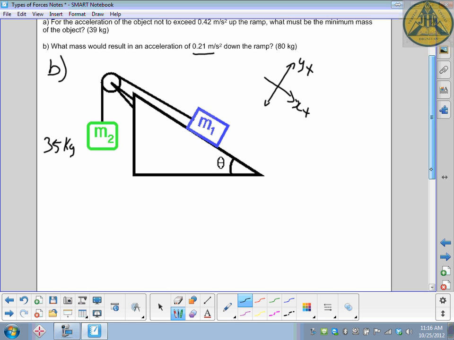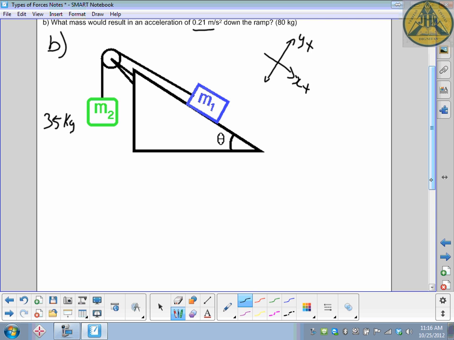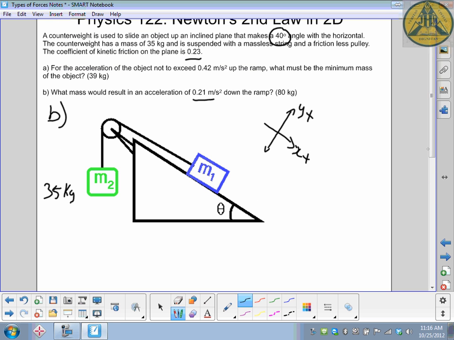Okay. Similar to what we did in A, it's the exact same setup. You just have to be very careful with the direction that friction is in. In A, friction was down the ramp. In B, the mass is moving down the ramp. Friction is going to be up the ramp. Friction is going to be acting with M2 to counteract the downward motion. And so the only force down the ramp will be gravity.